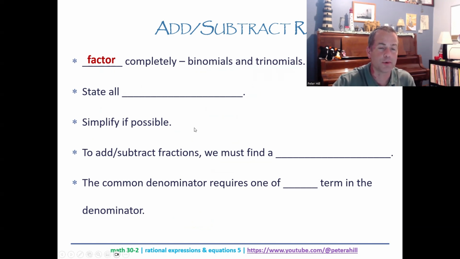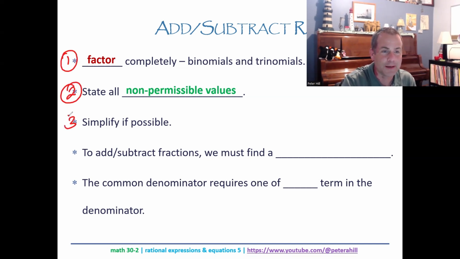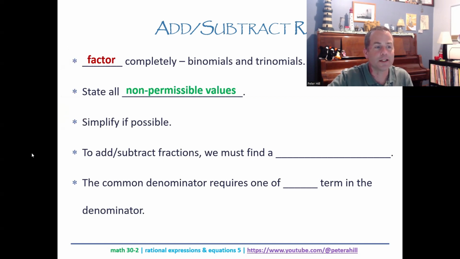State all the non-permissible values or the restrictions, if your teacher calls them that, they are the same thing. Simplify if possible. Hey, look, friends, that's my step 1, step 2, step 3 that I keep yelling at you guys about. Oh, who knew? Okay, to add or subtract fractions, we must find a common denominator. And then the common denominator requires one of each term in the denominator. So one of each of those factors that I see, okay?